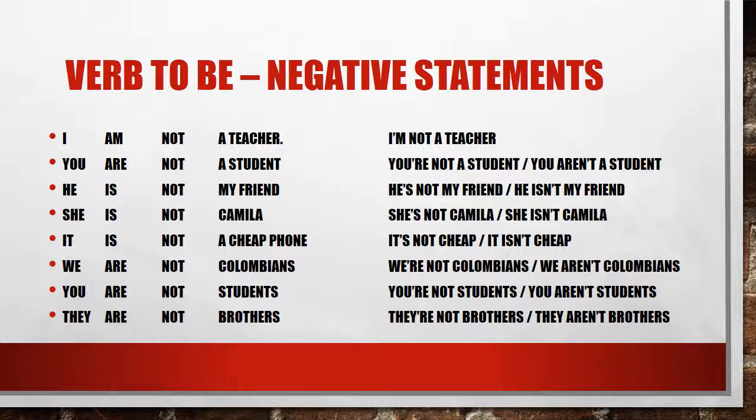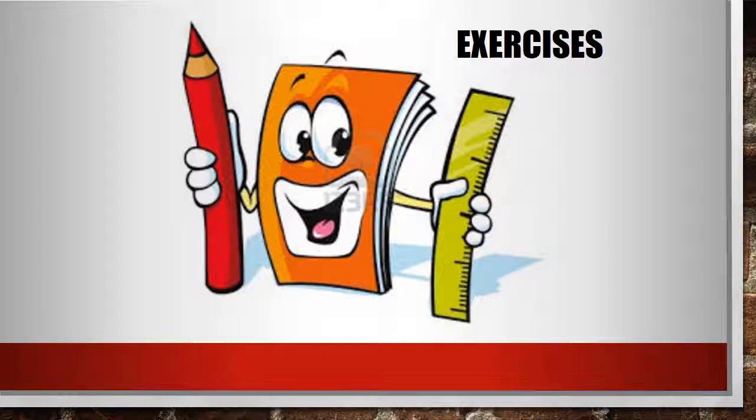The only way to contract I am not is I'm not. The rest can be contracted into different forms. And there you have examples like you are not a student can be contracted as you're not a student or you aren't a student, and they have exactly the same meaning, right? It's just that contractions are rather informal, but they are very, very commonly used by English speakers.